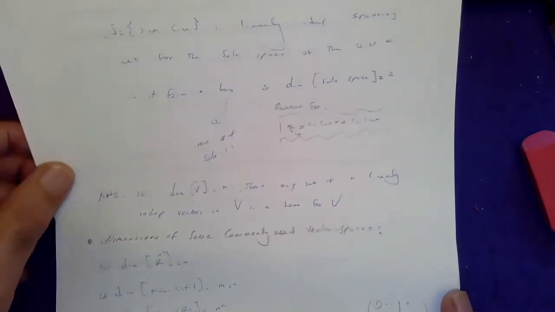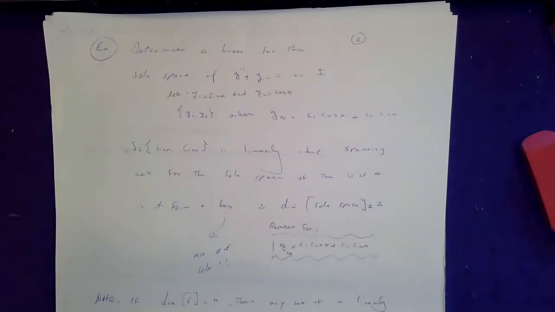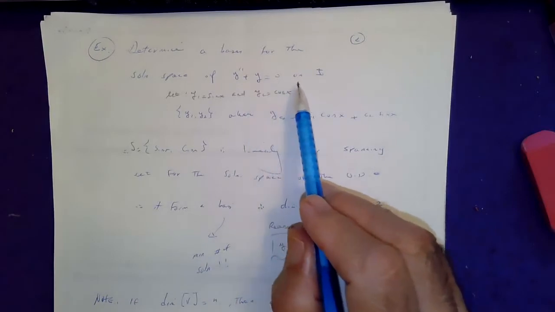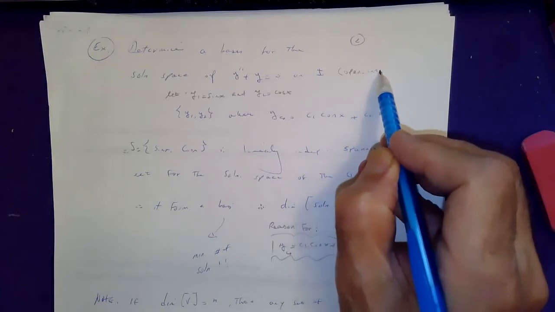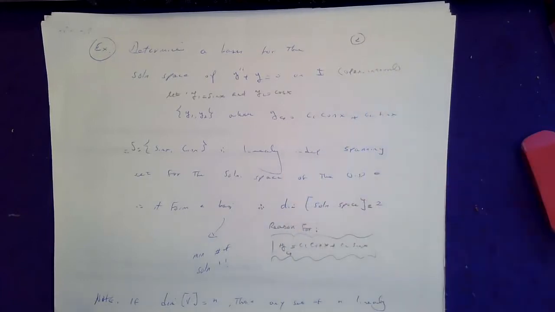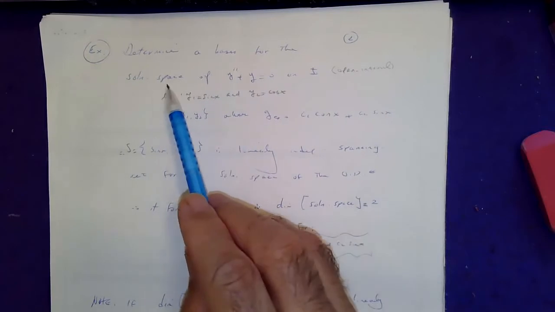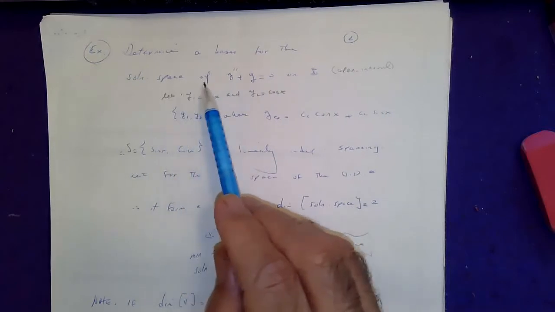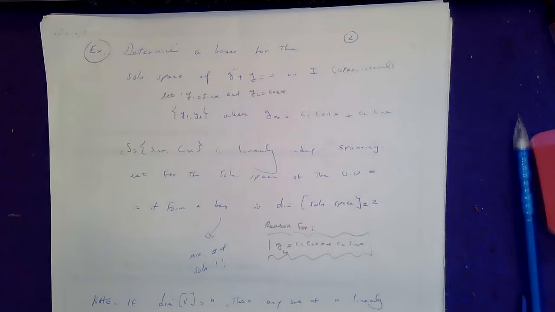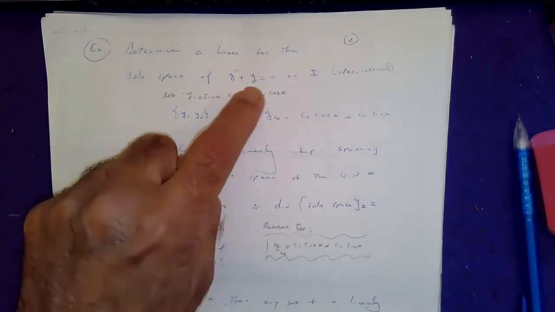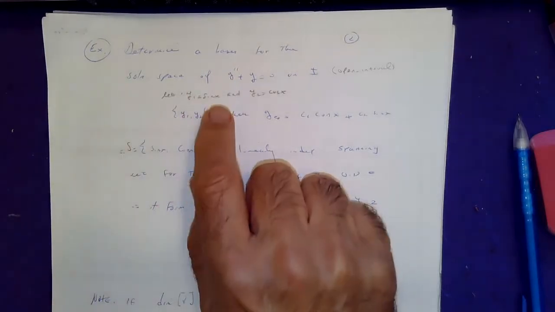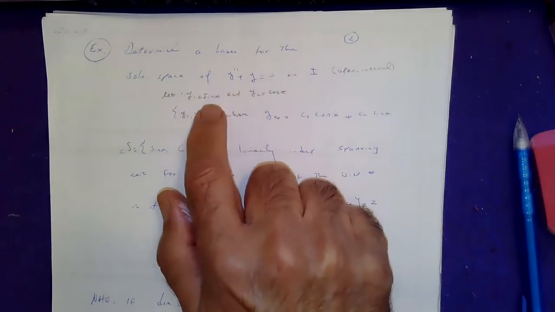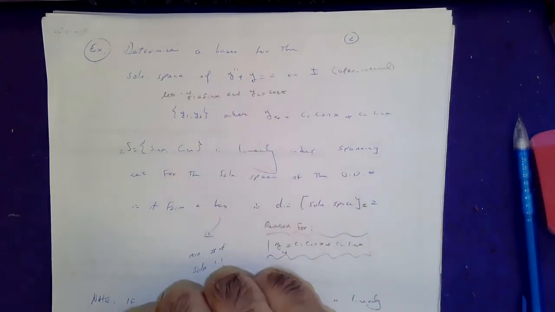So the question arises: let's say you have a differential equation y double prime plus y is equal to 0 on I, an open interval. The question is, determine a basis for the solution space. The solution space consists of all solutions of the second order homogeneous linear differential equation. You and I both know from previous chapters, the solutions are sine and cosine.